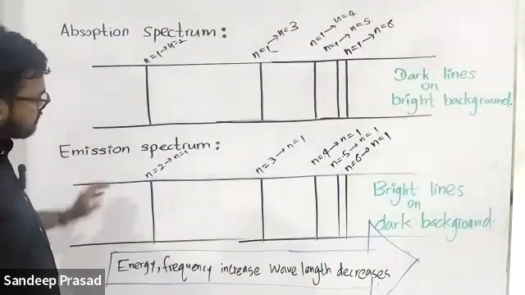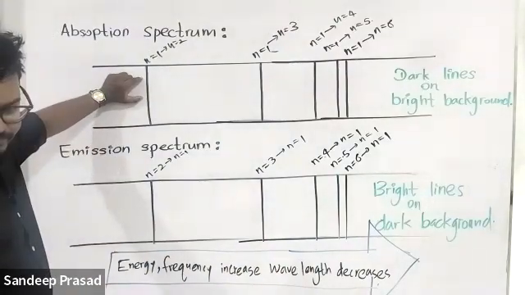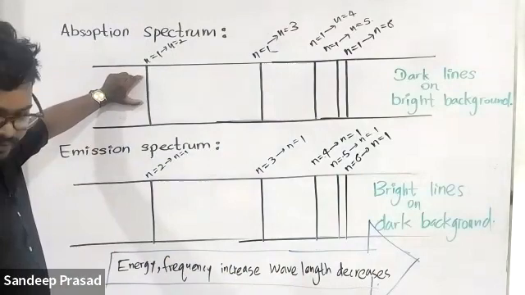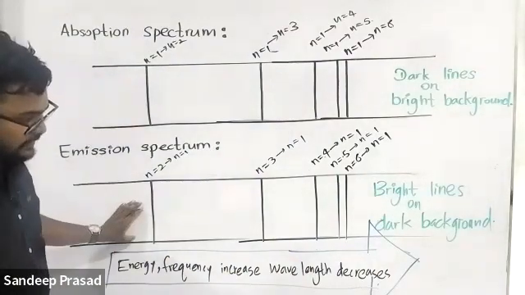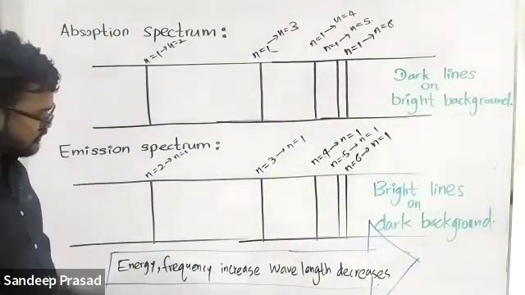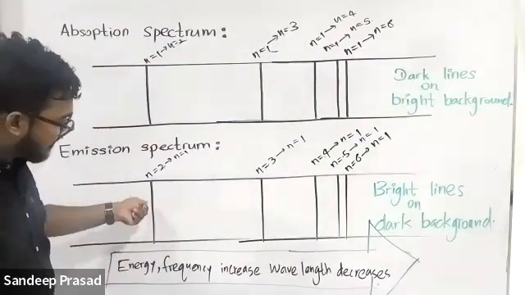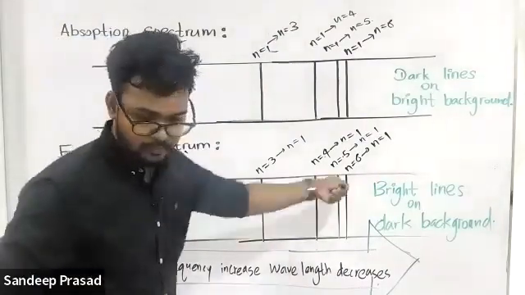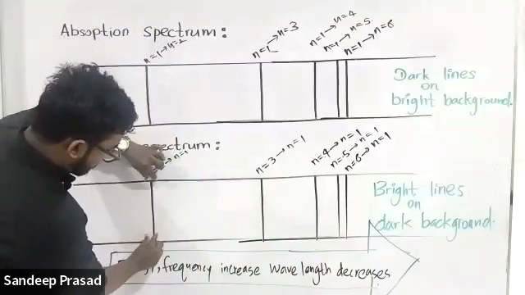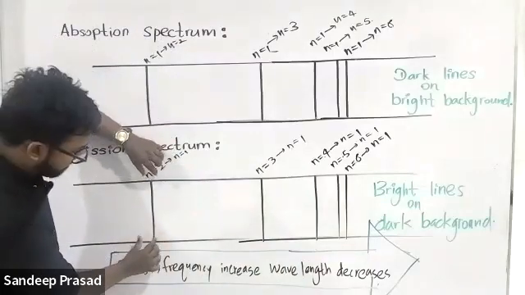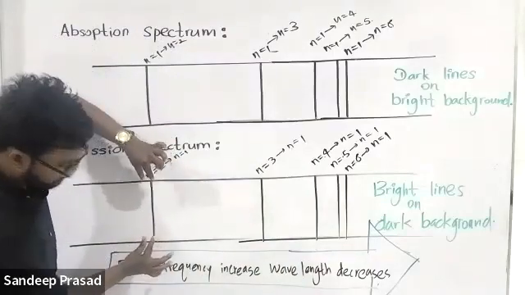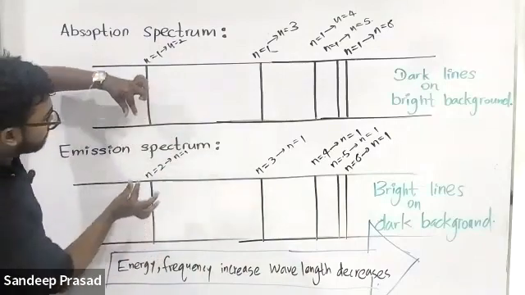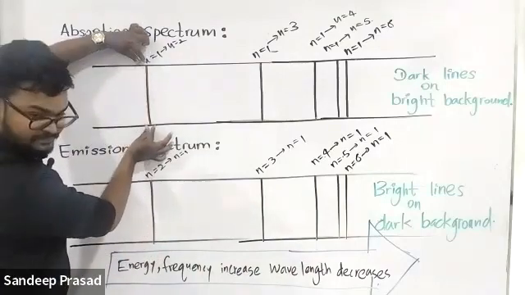Now, these are dark lines in the bright background, and these are bright lines on a dark background. So I'm going to remove these dark lines in this way. I'm going to remove this dark line. Look at this one. I'm going to remove this dark line. When I took that one, now I'm going to keep that one here.